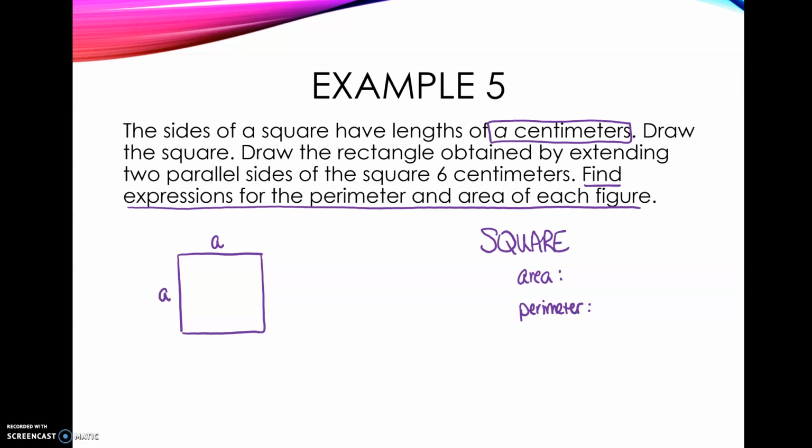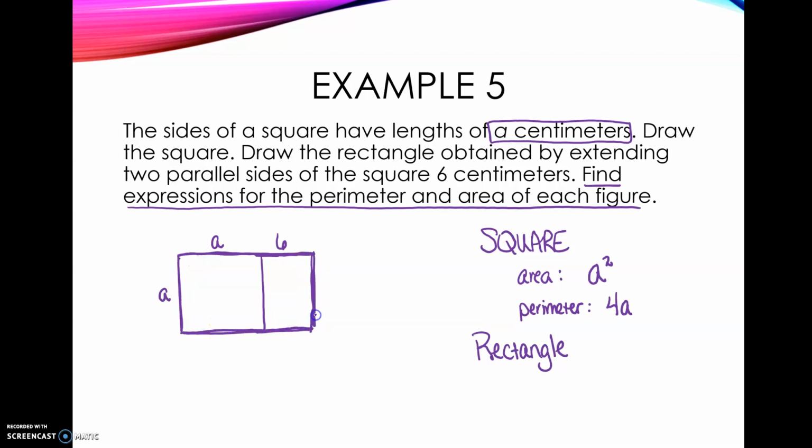What is the area of this square? Length times width, a times a, which is a squared. And the perimeter? A plus a plus a plus a, 4 a's. 4a. Now let's talk about the rectangle they want us to create. Draw the rectangle obtained by extending two parallel sides of the square 6 centimeters. So now this piece has a length of 6 and it creates a rectangle.